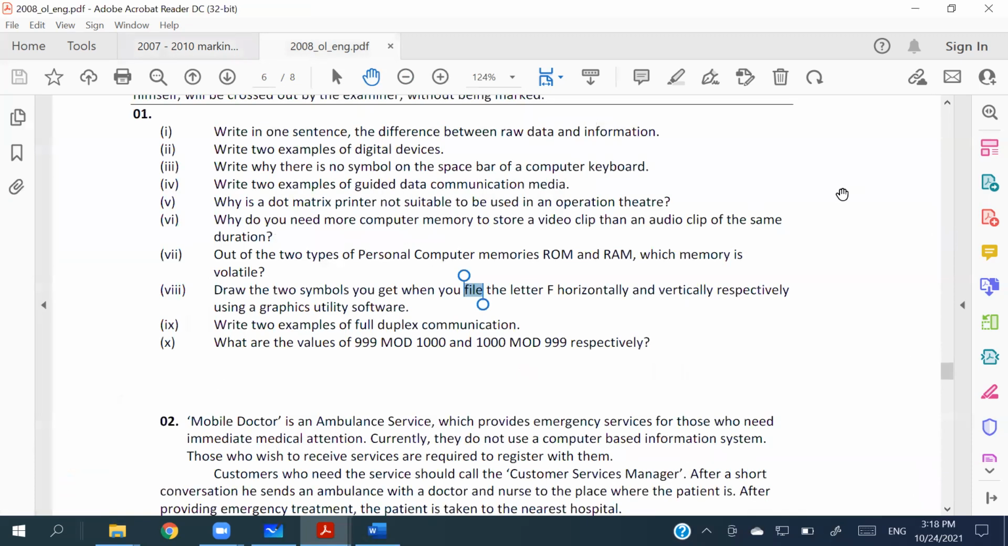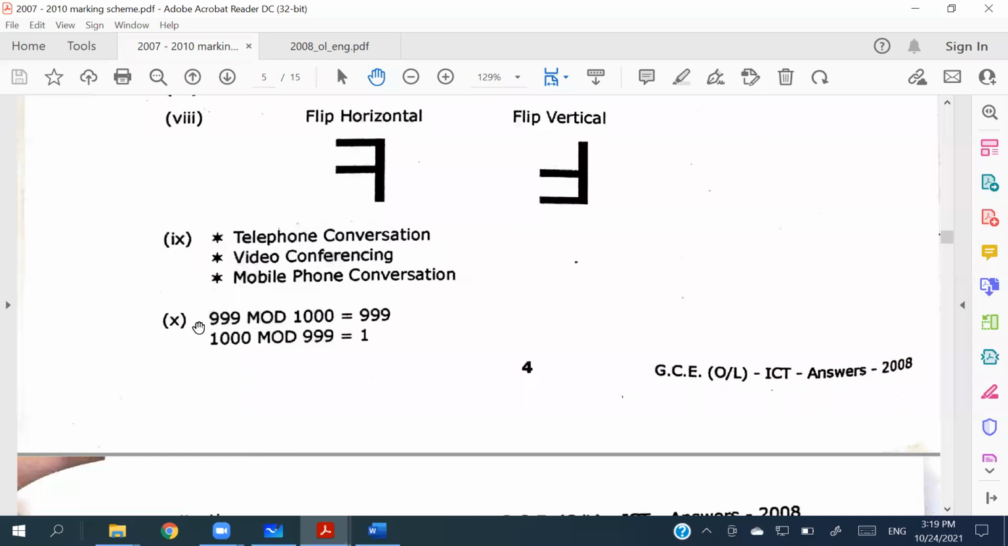Okay. So the 10th part: what are the values for 999 mod 1000 and 1000 mod 999? Mod is there to recognize how many leftovers. When you divide 999 by 1000, there will be zero thousands in the 999, and the remaining part will be 999. So 999 mod 1000 gives you 999. 1000 mod 999 will give you 1, because there is one group of 999 inside the 1000 and 1 is remaining. So 999 mod 1000 equals 999, and 1000 mod 999 equals 1.